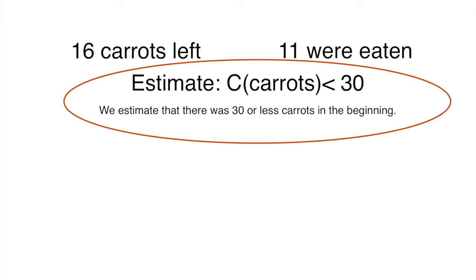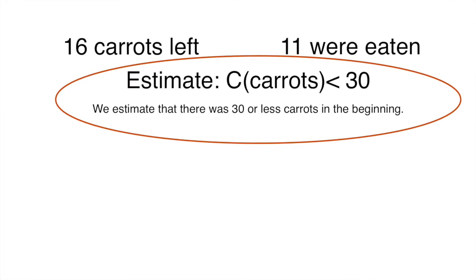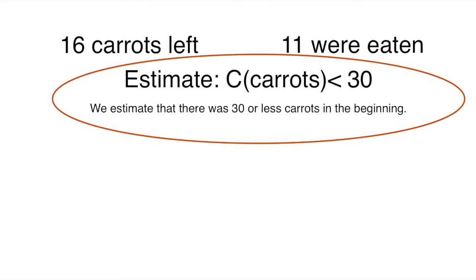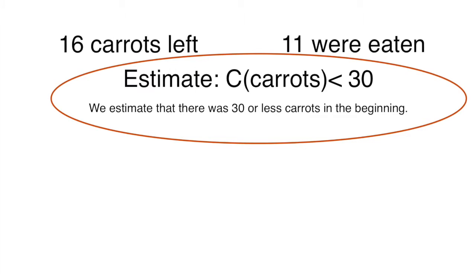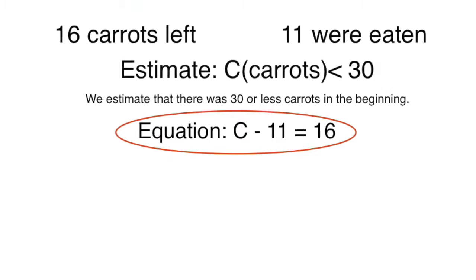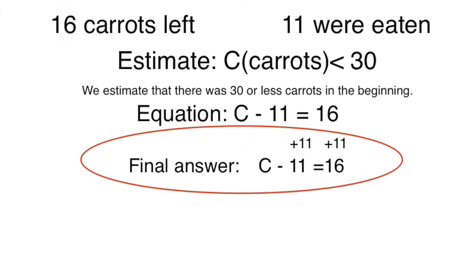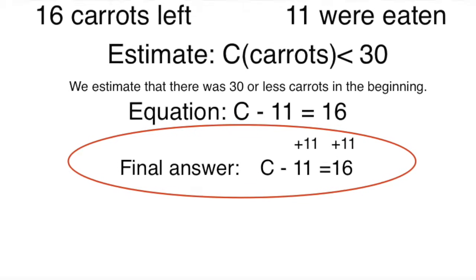So what we know now is that Mr. Matcha has 11 carrots eaten and he has 16 left. And he has C amount of carrots in the beginning, and we think C is around 30. Our equation so far is C minus 11 equals 16. To get the final answer, we have to add 11 carrots to both sides so we can get C by itself. But we're not going to skip straight to the answer, so before that, we are going to solve the equation step by step. In this equation, we are subtracting 11 carrots, so we must add 11 carrots.